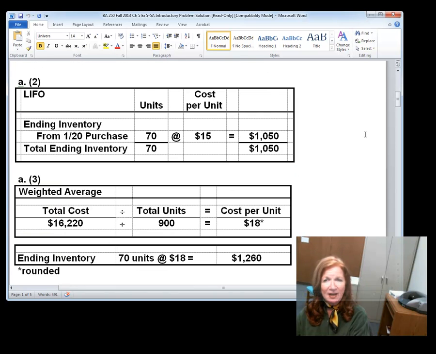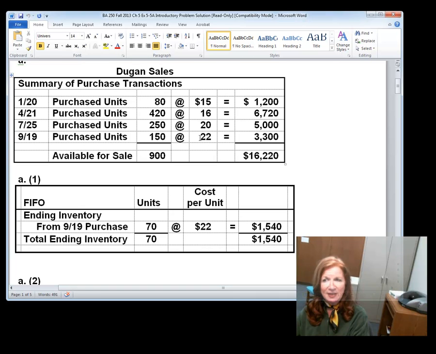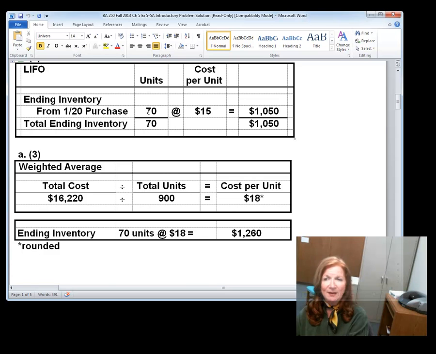Now we're going to look at LIFO, and LIFO is the last in is the first out. So the ending inventory is still 70 units, but now the assumption is that the last units in, the 22 and the 20 and the 16, were all sold, and only the 15, the first inventory, is what's still left in the inventory. So last in was first out, therefore what was first in is still in the inventory. And those were at $15 a piece. So now we have 70 units times $15, and the ending inventory is $1,050.